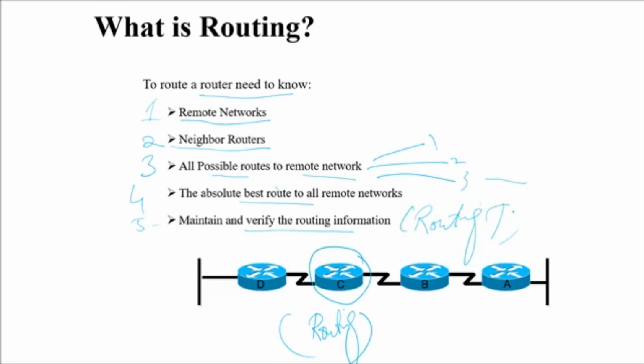So these are the five basic things that a router requires to route traffic successfully, or you can say to perform routing successfully.